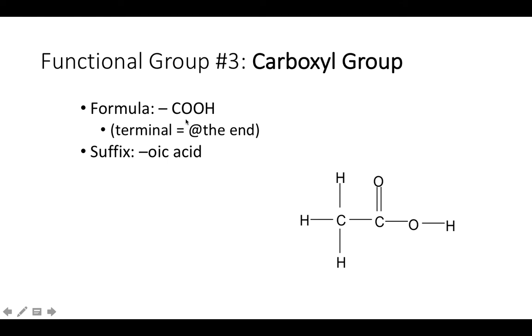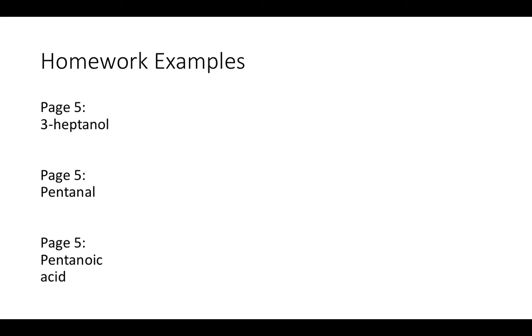Okay? So that's a C=O double bond and an OH hydroxyl group. That also is going to be terminal. That is going to change the suffix to oic acid. So a carboxyl group will change the name, whatever the chain is, whether it's ane, ene, or yne. It'll change that to oic and add the word acid. Okay? And there's a carboxyl group.